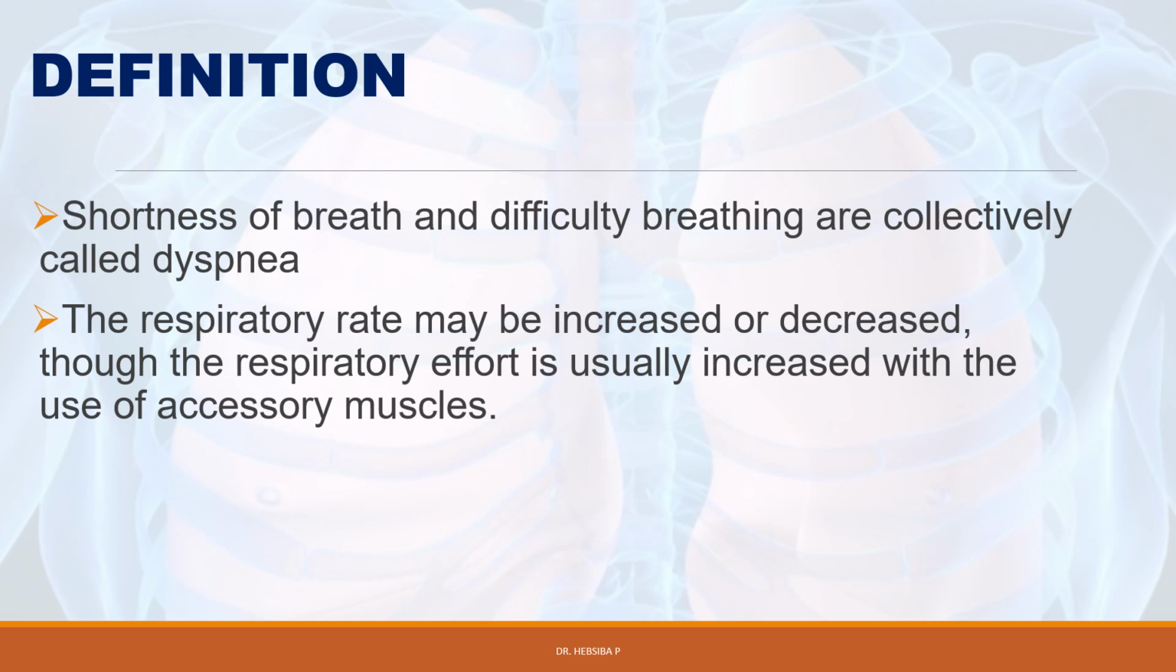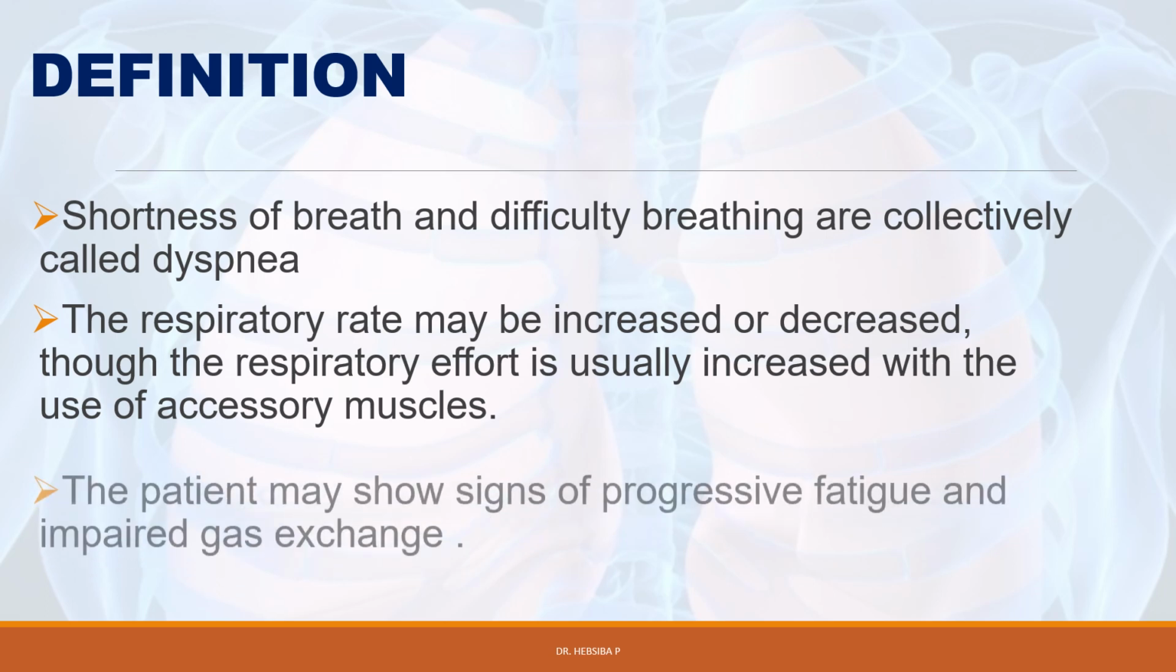Then the respiratory rate may be increased or decreased, though the respiratory effort is usually increased with the use of accessory muscles. Hope you all know about the accessory muscles. When patients develop dyspnea or shortness of breath, they feel air hunger or labored breathing. So definitely they use accessory muscles. That is one of the features we can identify.